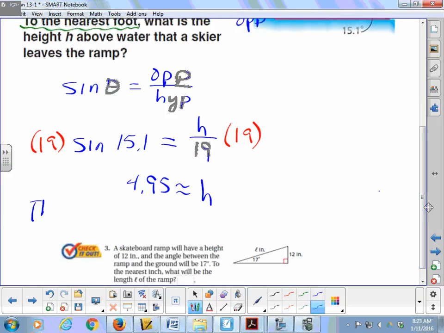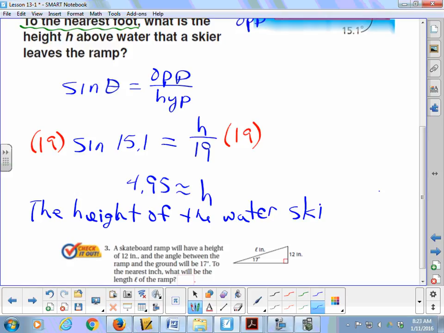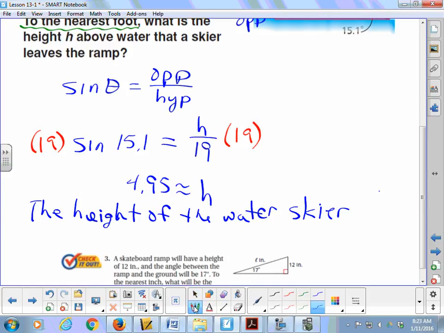So the height of the water skier is about 5 feet, right? I mean feet or meters? Feet, okay. And that's where he leaves the ramp, I suppose.